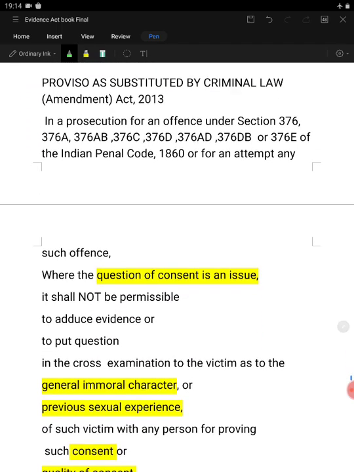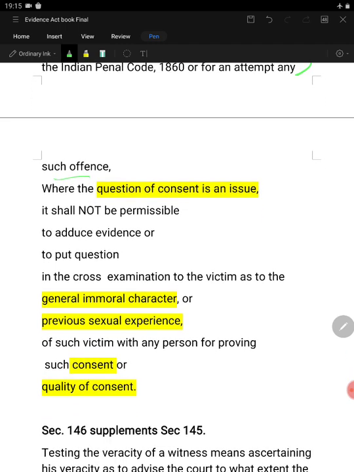But a provision has been substituted in the Criminal Law Amendment Act 2013, through which, in case of prosecution for an offense of rape or an attempt of rape, where the question is about consent, that is, whether the consent was there or not, then in that case some kinds of questions cannot be asked.